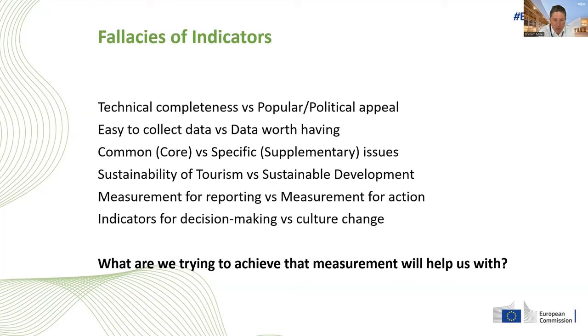We need to think about when we're measuring to report things versus measurement for action. And then I'll include this last point about indicators for decision-making versus this culture of change. We need to really think about what it is that we're trying to achieve that measurement will help us with. So this is the why of indicators. Why are we measuring? The how and the what are much more straightforward. They're technical exercises. They're not very straightforward, but those are things that are much more straightforward. The challenge is to think about why are we measuring?